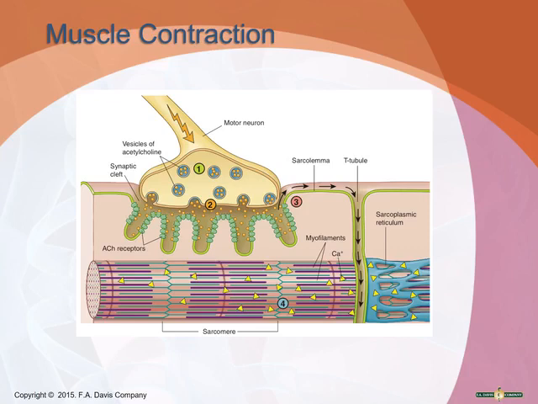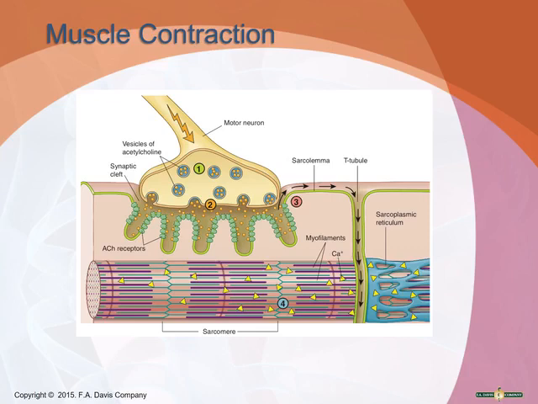An impulse reaches the end of the motor neuron, comes down this way, and it causes small vesicles to fuse with the cell membrane and release a neurotransmitter called acetylcholine. So you can see these little vesicles here. They fuse with this membrane here and then release the acetylcholine that you need. Acetylcholine quickly diffuses across this synaptic cleft and then stimulates receptors in the sarcolemma. So here's the receptors, and the acetylcholine has latched onto them.